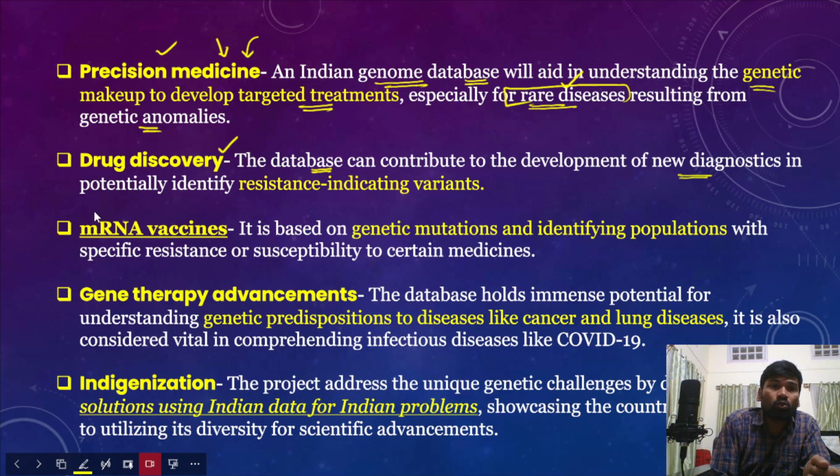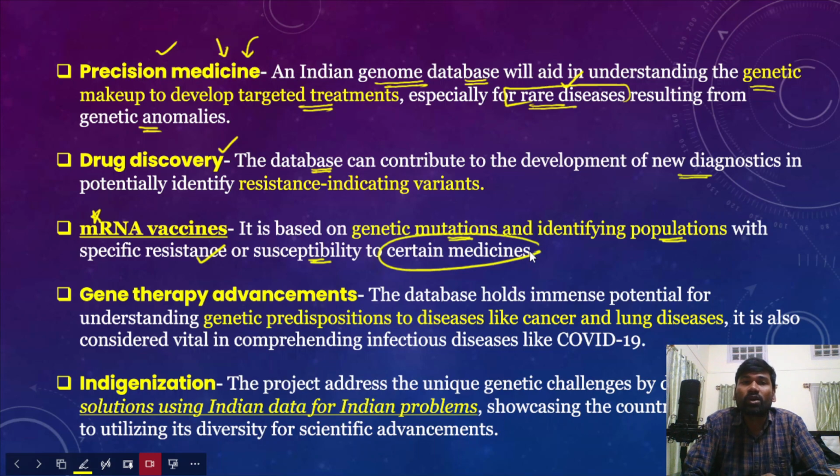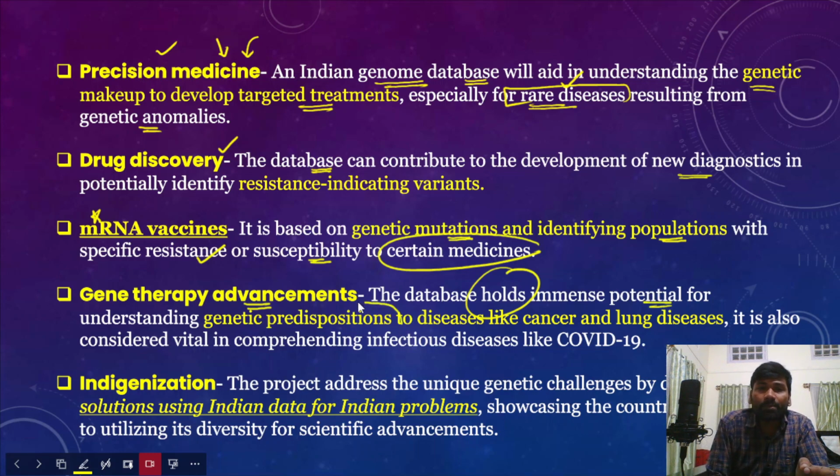We could also produce mRNA vaccines. It is actually based on genetic mutations and identifying the populations with specific resistance or susceptibility to certain medicines, right? So mRNA vaccines can also be produced with this genetic information, and gene therapy advancements can be made. Because this particular database developed with the Genome India project will have immense potential for understanding the genetic predispositions of different population groups.